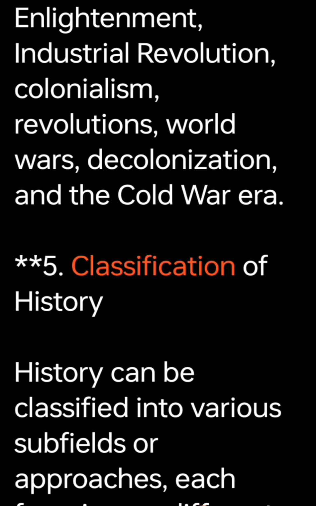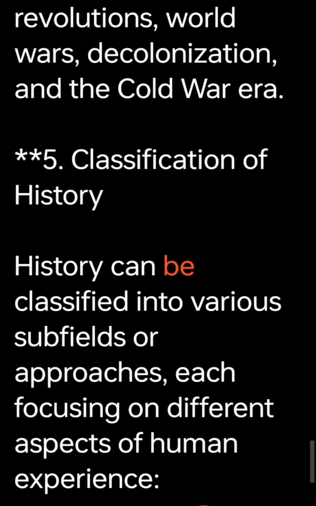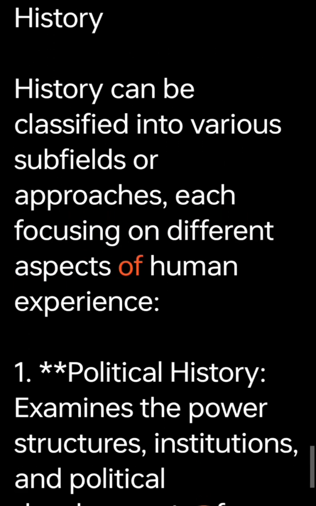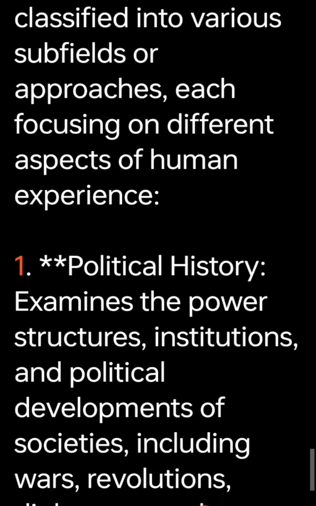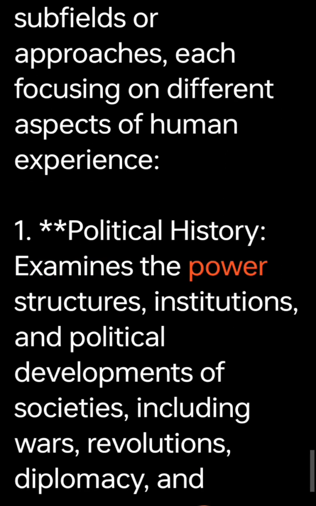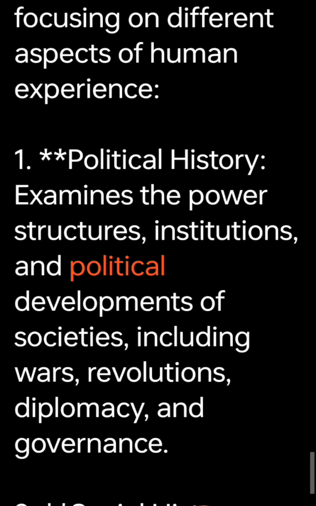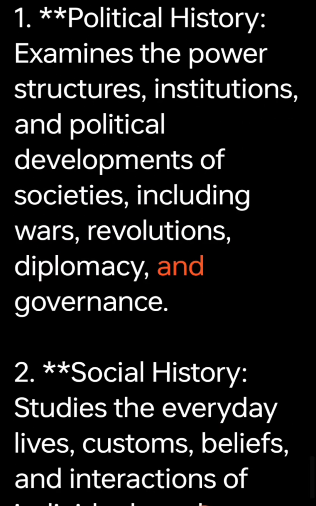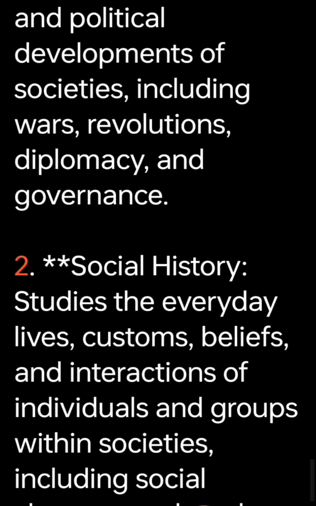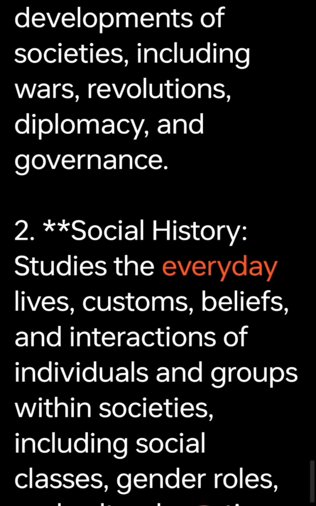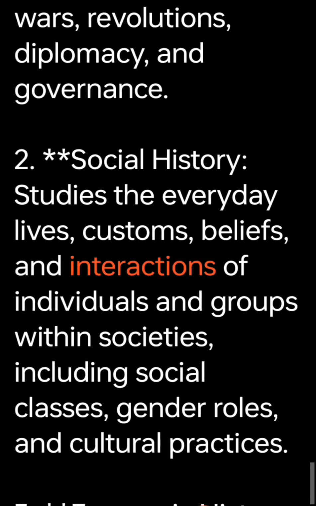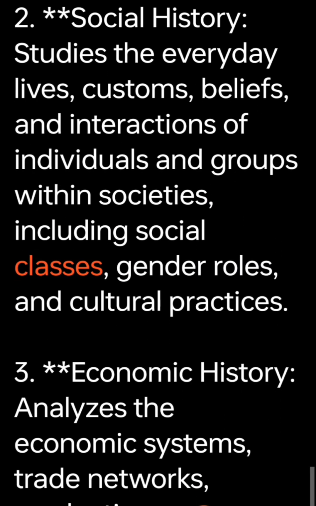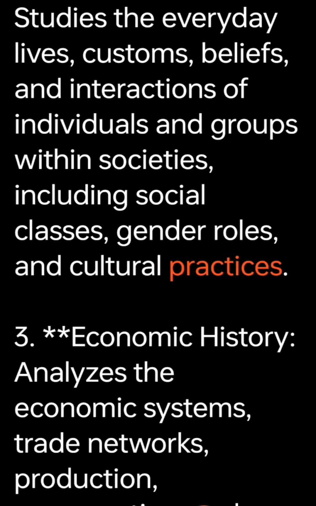5. Classification of history. History can be classified into various subfields or approaches, each focusing on different aspects of human experience. 1. Political history examines the power structures, institutions, and political developments of societies, including wars, revolutions, diplomacy, and governance. 2. Social history studies the everyday lives, customs, beliefs, and interactions of individuals and groups within societies, including social classes, gender roles, and cultural practices.